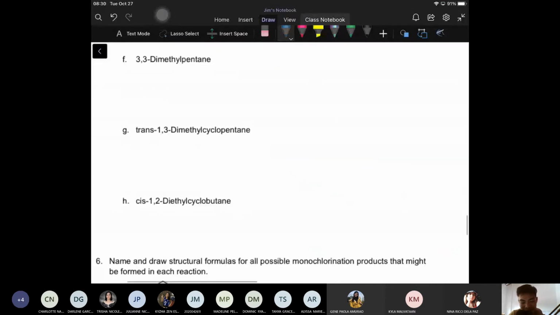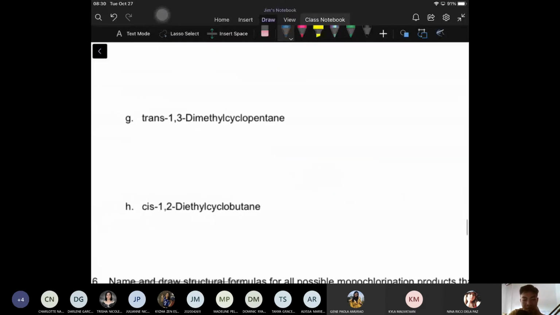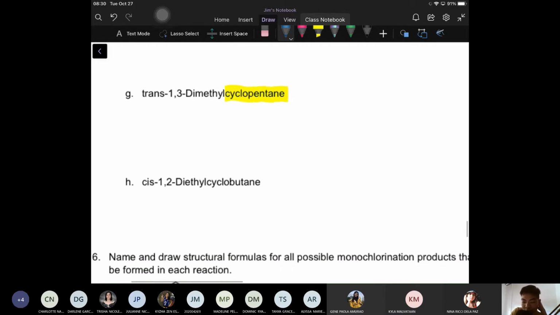So, let's have this. Letter G. Trans 1,3-dimethyl cyclopentane. Ano daw kaya yung drawing niyan? Okay. So, you draw your parent chain. The parent chain is always indicated at the last part of the name. So, cyclopentane. So, draw natin yan. Then we have trans 1,3-dimethyl.